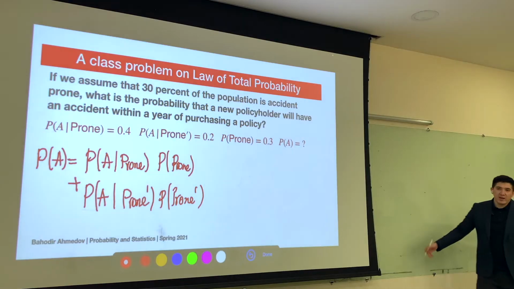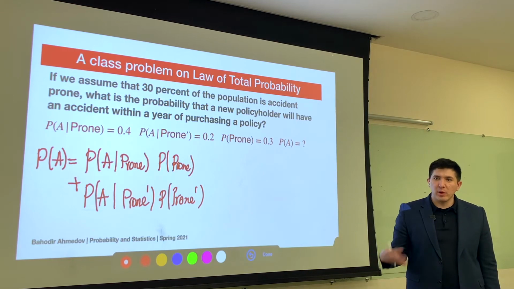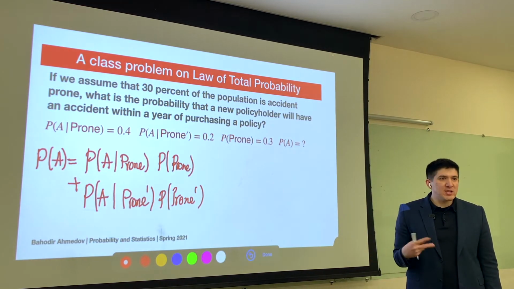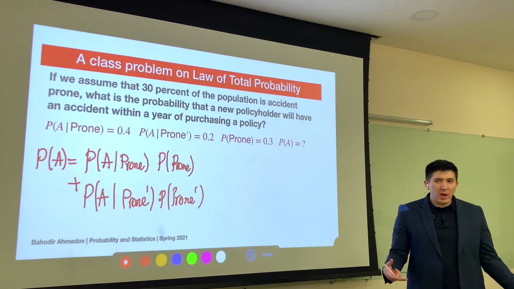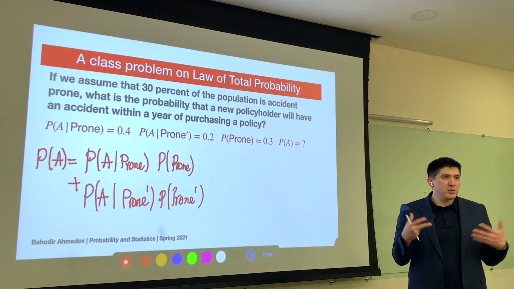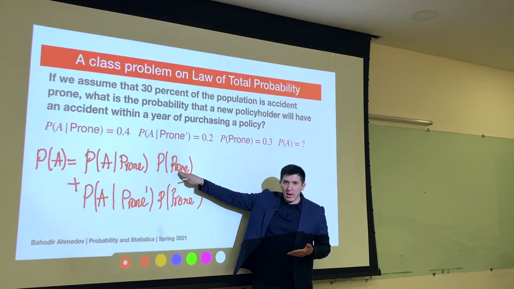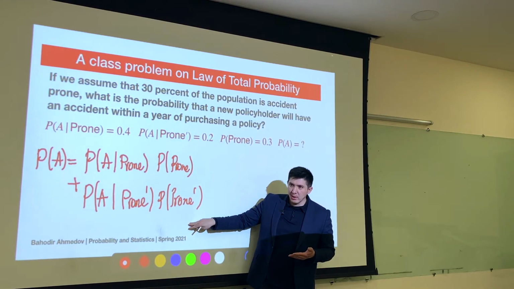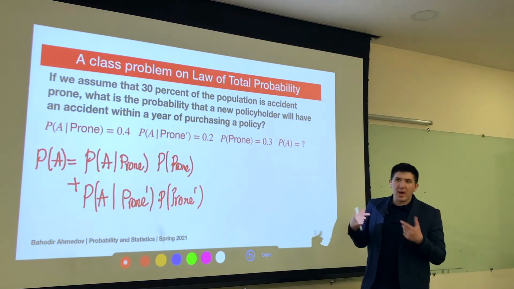So again, Daniel came to my office. I don't know whether he's accident prone or not. If I knew, I would definitely tell you whether this is 0.4 or 0.2. The problem is I don't know this. That is why I'm taking into account two possible ways. Either he might be accident prone, or he is not. So I'm taking the probabilities of these two cases and adding them.